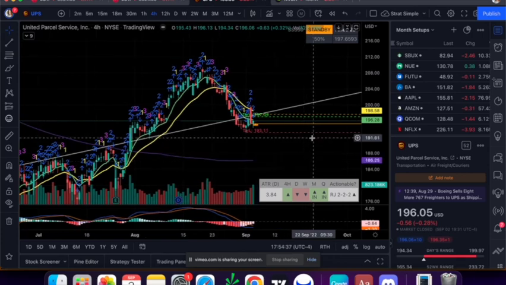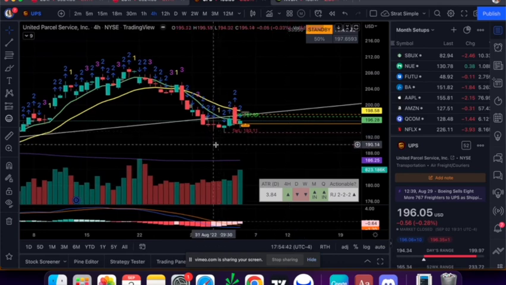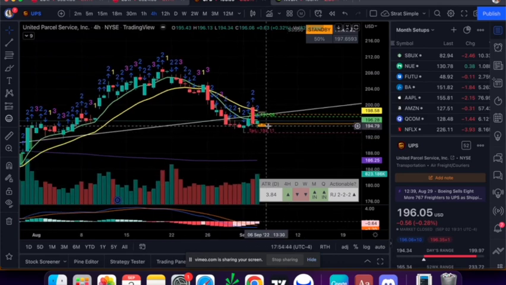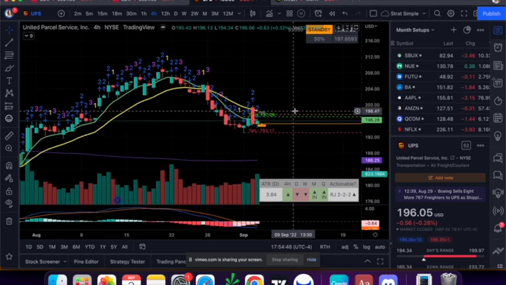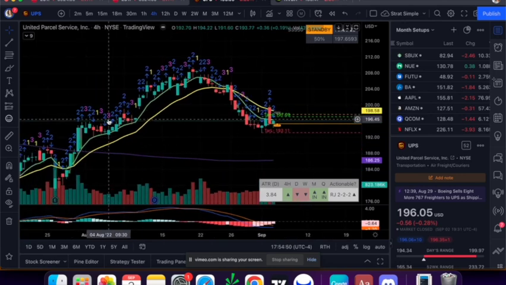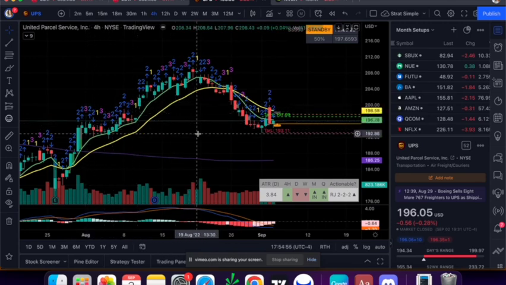But I kind of knew UPS was getting exhausted. That was the price target, and it got close enough. So I was expecting it to bounce, and it did bounce a little bit. So it's staying within a certain range. The same range over here. 195, yeah, 195 was good enough for me.